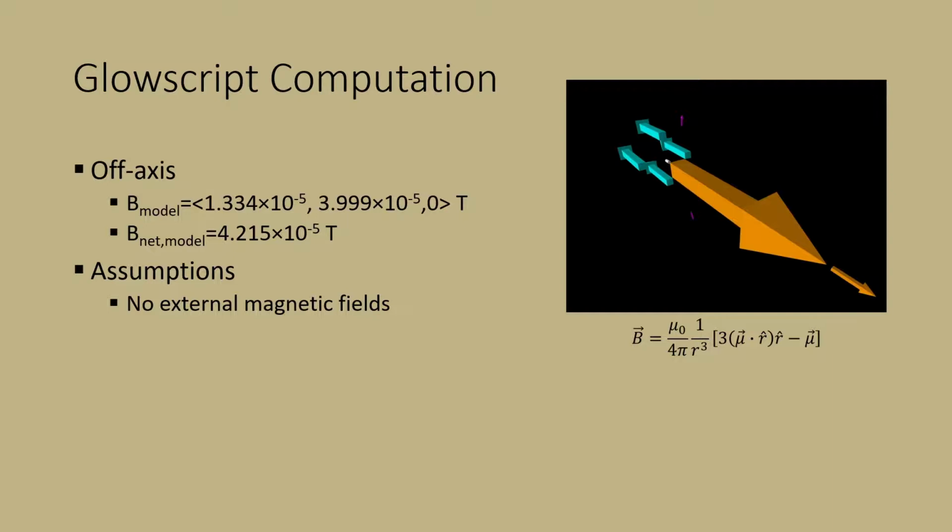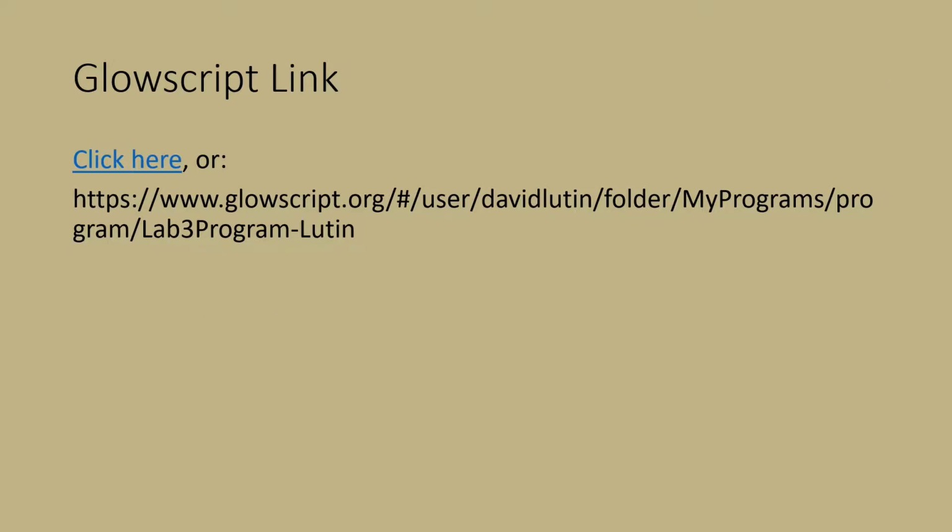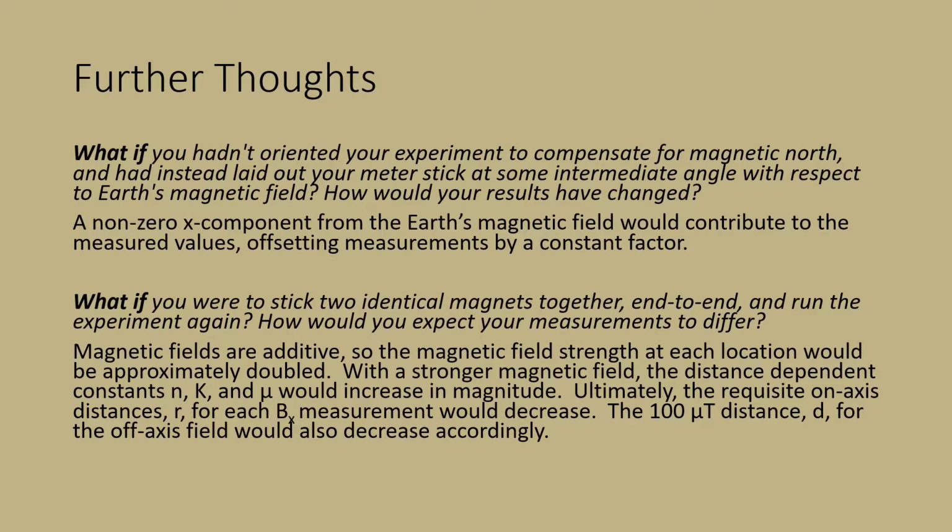Now, in Glowscript there are no external magnetic fields to mess with my numbers. This can't be achieved in an experimental environment. Following both the hyperlink and the text link, you will find my Glowscript code. Without orienting my phone with magnetic north, a non-zero x component from Earth's magnetic field would superimpose on any magnetic field from the bar magnet, offsetting measurements by a constant factor.